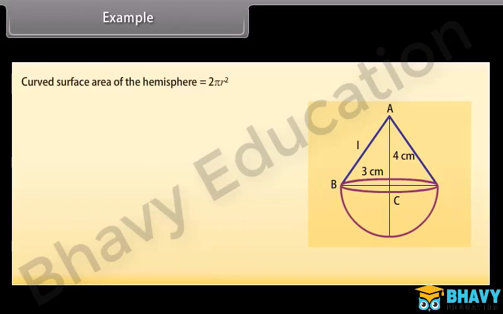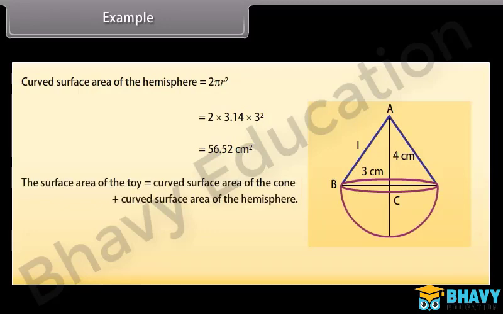Let's now find the curved surface area of the hemisphere, which is equal to 2πr². So we get 2 × 3.14 × 9 = 56.52 cm². Hence, the surface area of the toy is equal to curved surface area of the cone plus curved surface area of the hemisphere. This is equal to 47.1 + 56.52. This gives 103.62 cm².